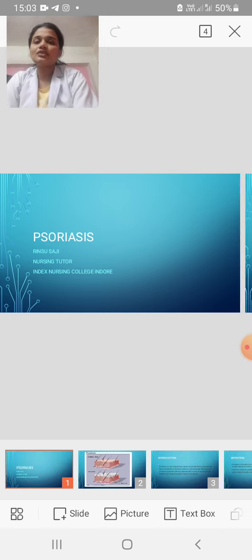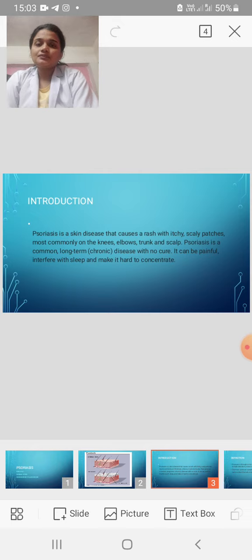First, let's start with the introduction. Psoriasis is a skin disease that causes rashes with itchy, scaly patches, most commonly on the knees, elbows, trunk and scalp. Psoriasis is a common long-term disease with no cure. It can be painful, interfere with sleep, and make it hard to concentrate.